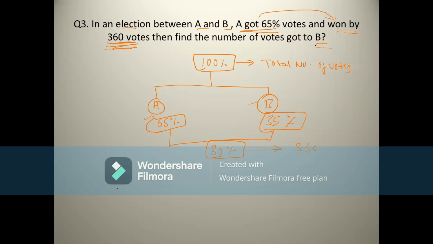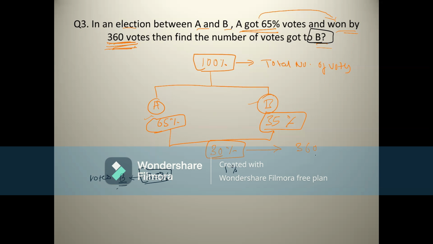Then what you have to find? You have to find the number of votes B gets. So B's vote is nothing but how many percent? 35%. So you have to find the value of this 35%. The value of 30% is 360, and you have to find the value of 35%. So what will we do? We will first calculate the value of 1%.